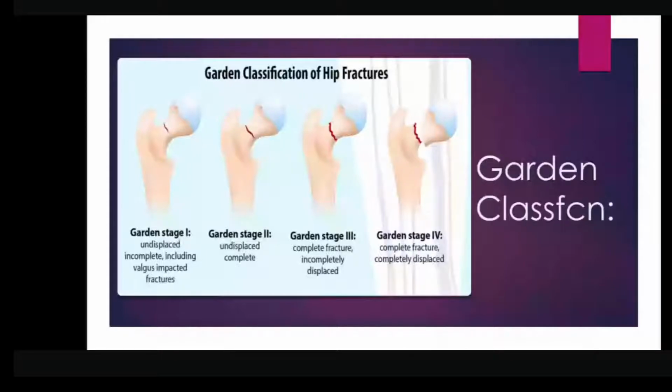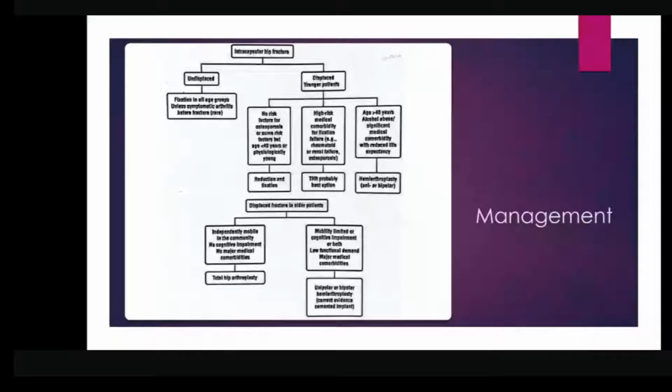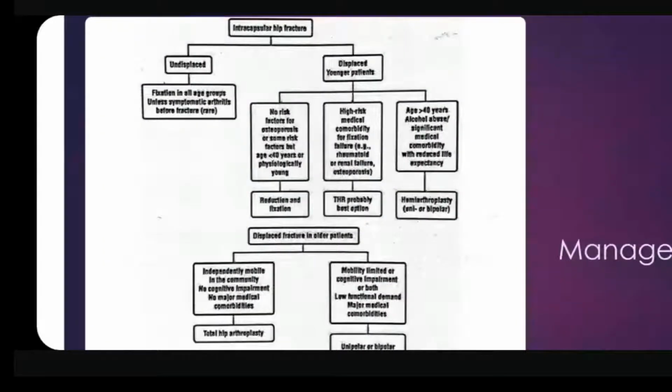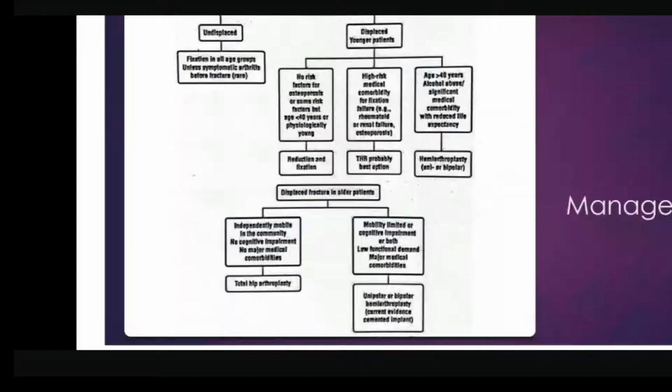So what are the implications of this classification? Garden 4 or Garden 3 has poor prognosis compared to Garden 1 and Garden 2. Similarly, Pauwels 3 has poor prognosis compared to Pauwels 1 and Pauwels 2. This is the algorithm of the treatment of fracture neck femur. So you need not go by this.